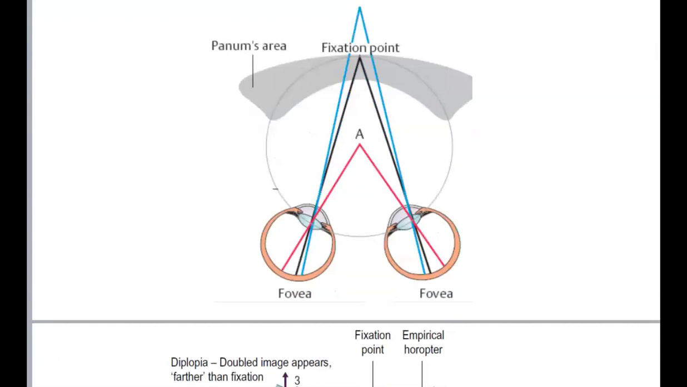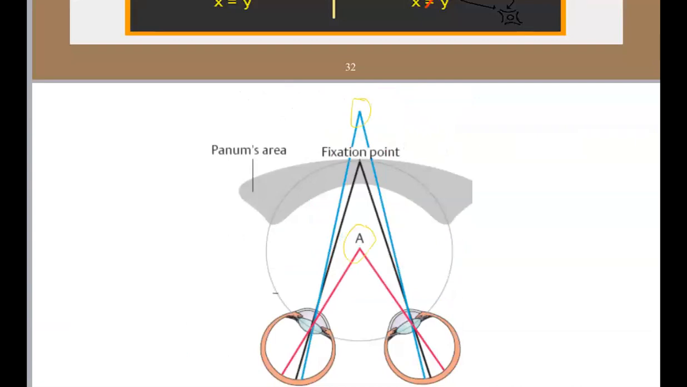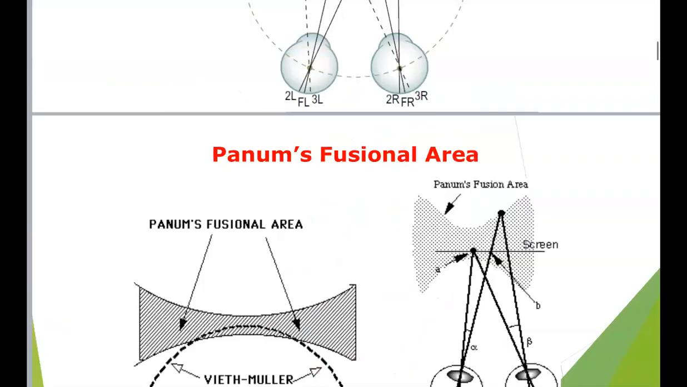But outside Panum's area, like in this point and this point, I'll stimulate non-corresponding points. Look here, number A, I'm stimulating what? I'm stimulating the temporal retina in the right eye and the temporal retina in the left eye. And I know that the temporal is mirrored to the nasal in the other eye. So here temporal and temporal are not corresponding points. When I'm stimulating non-corresponding points, this will result in diplopia. So in this area and in this area, I'll get diplopia. But here in the Panum's fusional area, I have binocular single vision and stereopsis. Okay, that is for Panum's area.